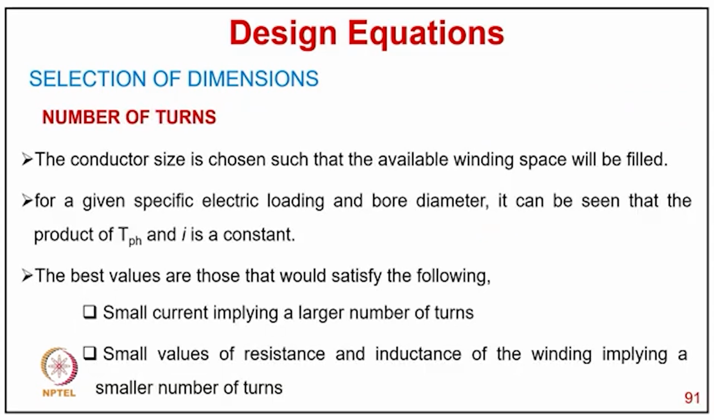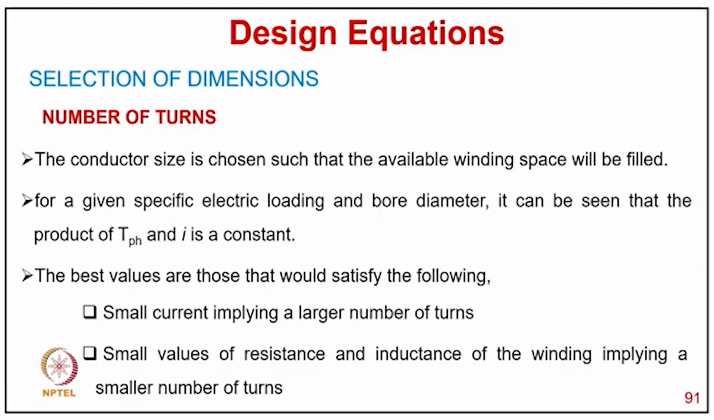Now coming to the number of turns, the conductor size is chosen such that the available winding space is filled. For a specific electrical loading and bore diameter, it can be seen that the product T_PH and I is constant. The best value will satisfy the following: small current implying a large number of turns, and small values of resistance and inductance.